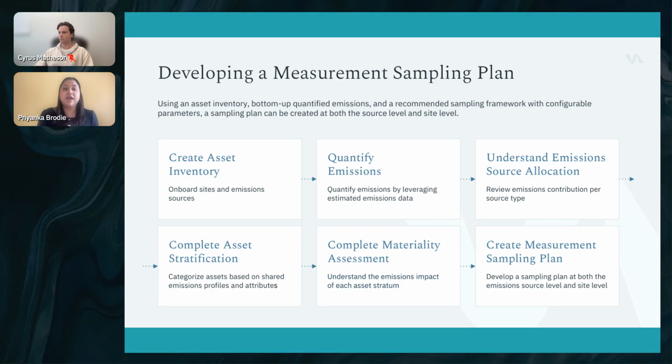We're first able to do this by creating a robust asset inventory and performing bottom-up emission factor-based quantification using an established methodology like Subpart W. We can then leverage this emissions data to very easily produce analyses on how to stratify assets based on similar emissions profiles and identify the emissions materiality within those stratums. This data can then be used to inform a sampling plan to only sample a subset of sources and sites. And this sampling plan can be administered in Validere, which Cyrus will showcase in more detail in the demo.